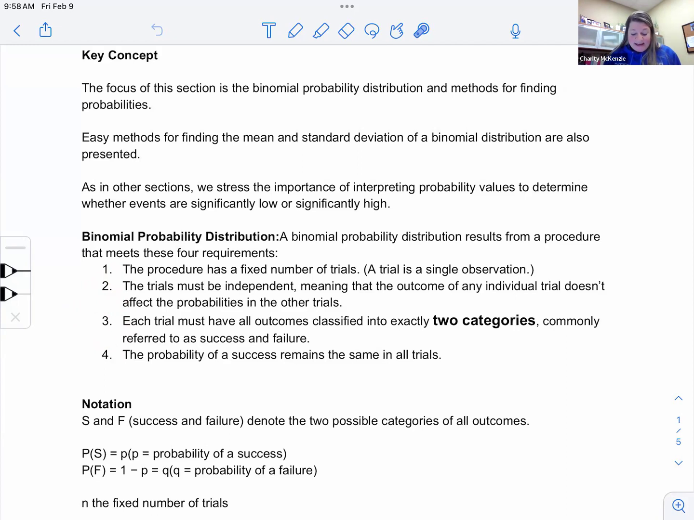Requirement three says, and this is the big idea, each trial must have an outcome classified into two categories. Commonly it's success or failure, yes, no, true, false kind of things. Okay, the last thing is the probability of success remains the same in all trials. That goes with independent and dependent, right? Because if you're independent, one doesn't affect the other, so each trial has the same probability.